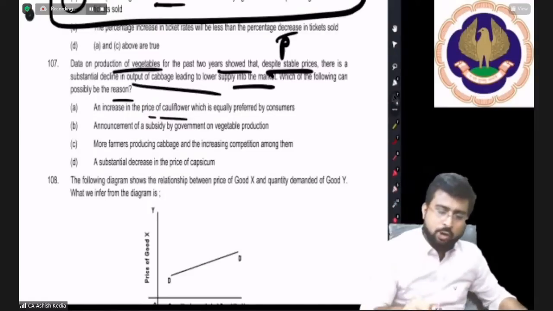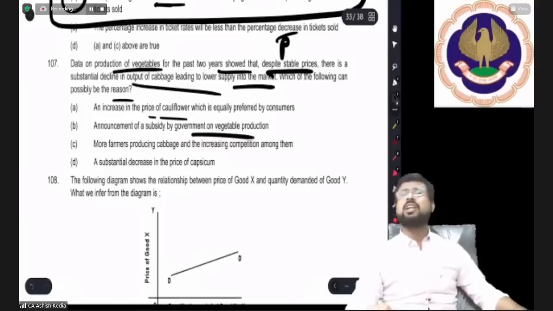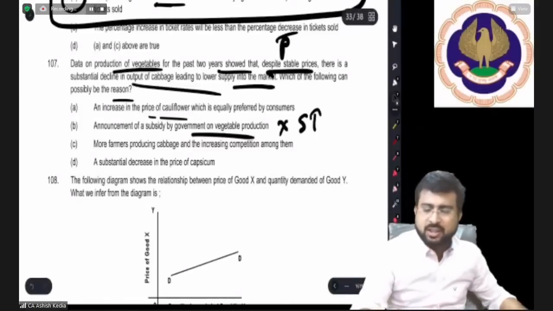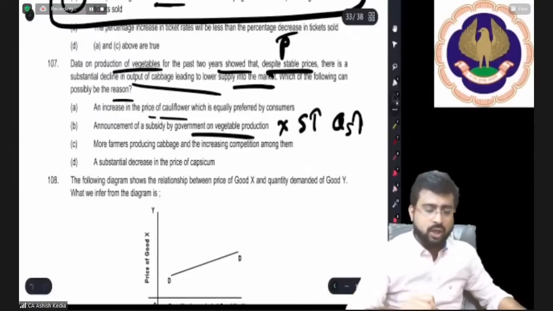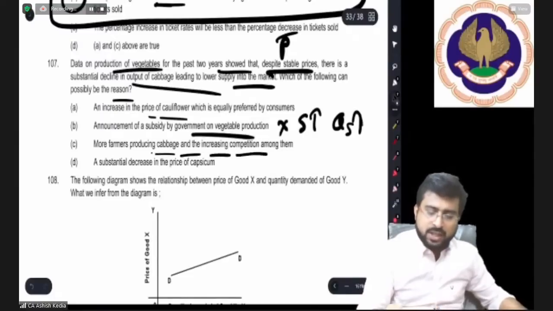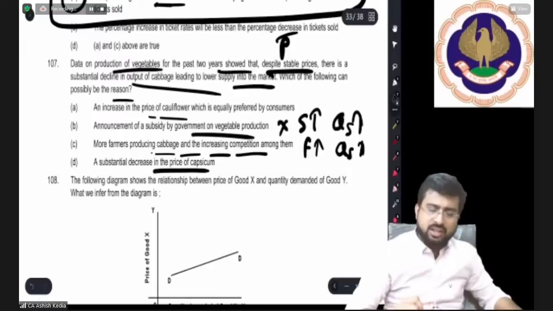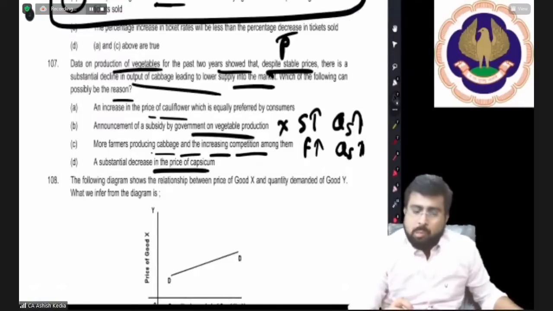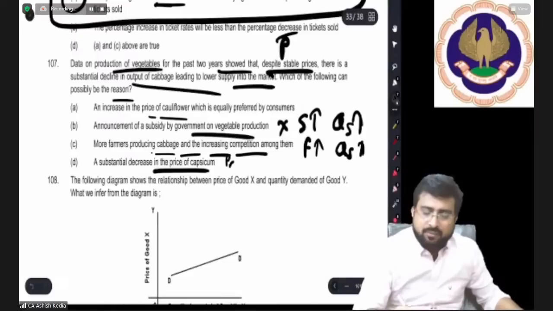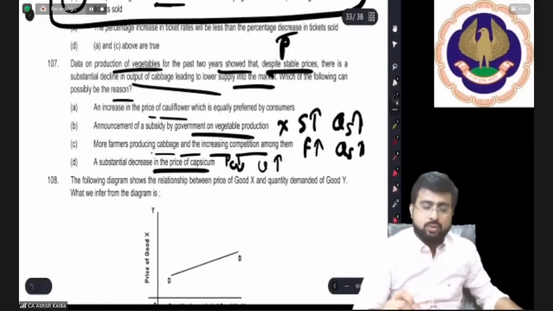Okay, announcement of subsidy on vegetable production, but it is wrong. Had it been a subsidy, quantity supplied would have risen, not fallen. More farmers producing cabbage and increasing competition? If more farmers are increasing, quantity supplied will increase. Why will it fall down? Substantial decrease in price of capsicum. No logic. If price of capsicum decreases, people will not supply more of cabbage. So there is no logic.